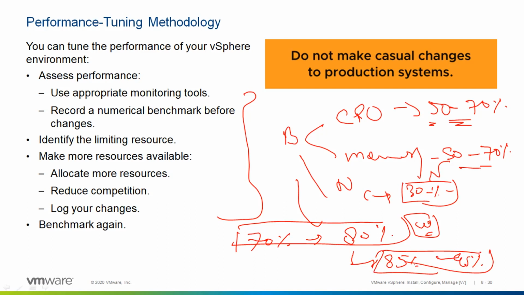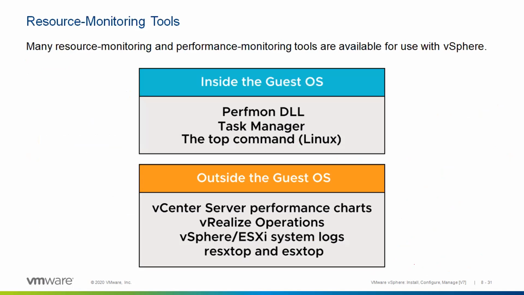Got it? So how do we monitor these resources? Inside the guest operating system, we run Perfmon or Windows Task Manager. In Linux, we have the top command. Outside, on the host in my vSphere environment, we see the vCenter performance charts. vRealize Operations is the best monitoring tool to give insights and check the logs. esxtop and resxtop are the commands to check the current utilization of CPU and memory.